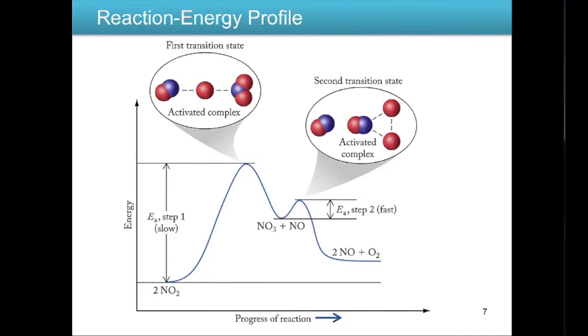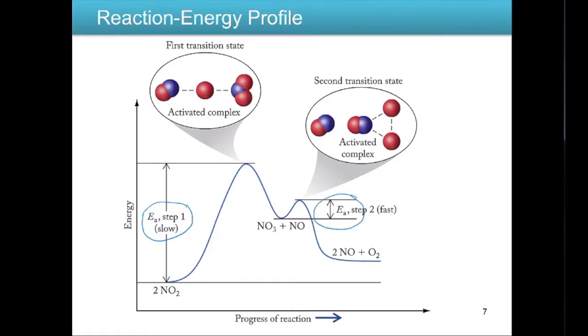So here's a view of a reaction energy profile or a potential energy diagram like we saw in the last section. But notice that there is more than one bump in this. So each of those bumps represents one of the steps in the reaction mechanism. So there are actually 2 activation energies, one for each step. So the activation energy for step 1, you can see right here. The activation energy for step 2, you can see right here.